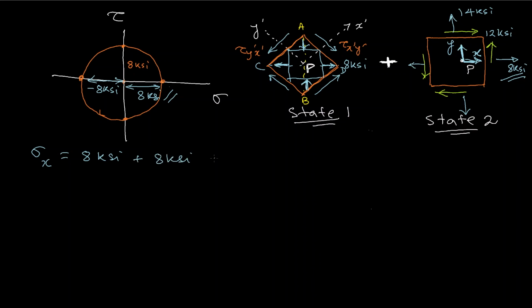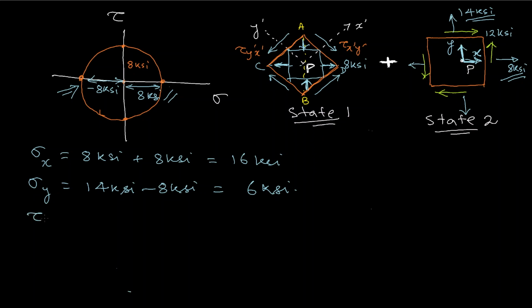Okay, so that will give me 16 ksi. And similarly, if I go to sigma y, now there are 14 ksi from state 2, so this one 14 ksi, but then negative 8 ksi from here, so minus 8 ksi, so that will give me say 6 ksi.